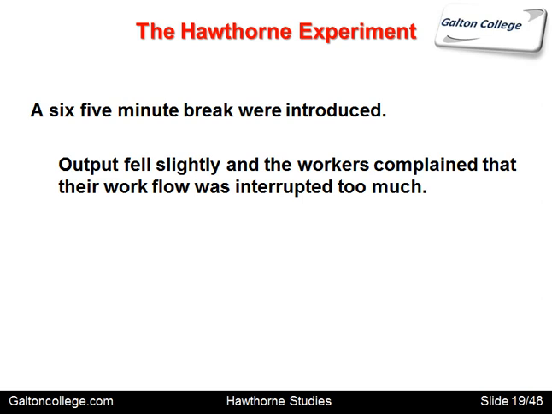A 6 5-minute break was introduced. Output fell slightly, and the workers complained that their workflow was interrupted too much. So too many breaks was bad. There must be an optimum, therefore. Too little was bad, and too many were bad, so there must be an ideal amount. So the workers objected to too many because their workflow was being interrupted.